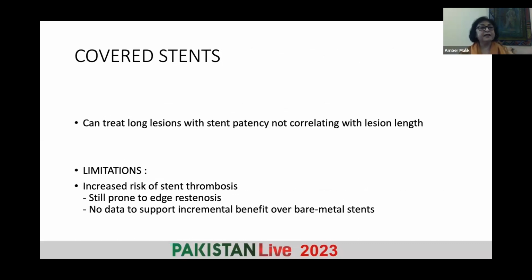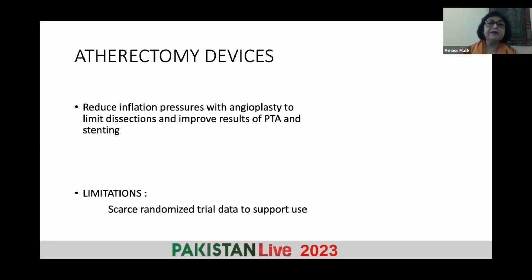And then there are covered stents, which have been used to treat long lesions, which do not have a lot of vessels in between. However, there is an increased risk of stent thrombosis. And my use of covered stents is mainly in the iliacs. And then there are atherectomy devices. Just like any other, they can be used wherever, but they reduce inflation pressures with angioplasty to limit dissections, and they improve the results of PTA.